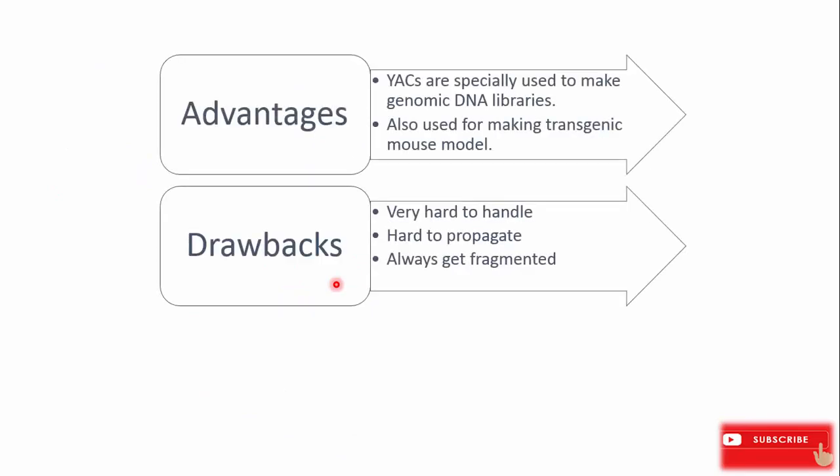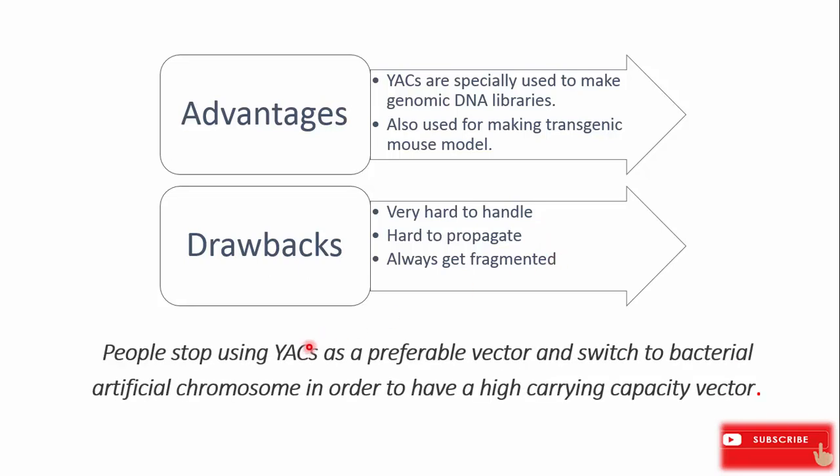There are also various advantages and drawbacks of yeast artificial chromosomes. YAC are specially designed to make genomic DNA libraries, and they are also used for making transgenic mouse models. But they are very hard to handle and hard to propagate in the cell, and they always get fragmented. Because of these disadvantages, people stopped using YAC as a preferable vector and they switched to the bacterial artificial chromosome in order to have a very high capacity vector. So it's all about yeast artificial chromosomes.